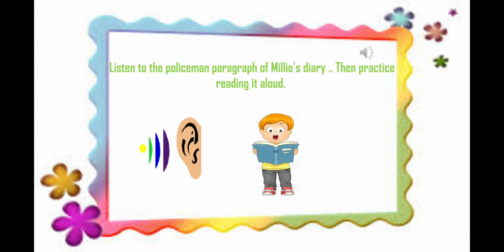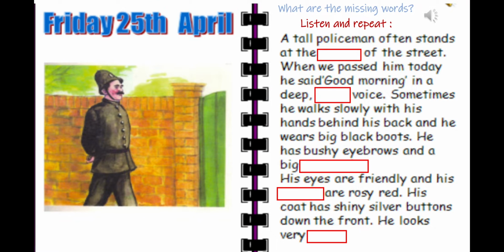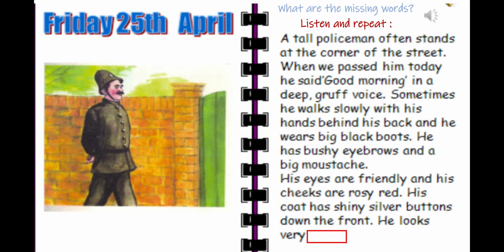Friday, the 25th of April. A tall policeman often stands at the corner of the street. When we passed him today, he said, "Good morning," in a deep, gruff voice. Sometimes he walks past the house. He walks slowly with his hands behind his back and he wears big black boots. He has bushy eyebrows and a big moustache. His eyes are friendly and his cheeks are rosy red. His coat has shiny silver buttons down the front. He looks very smart.